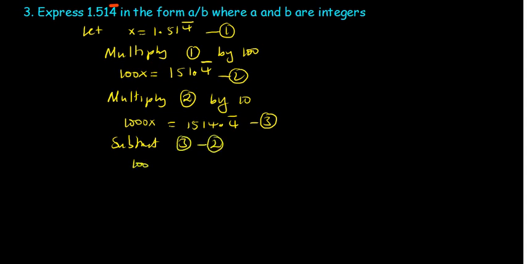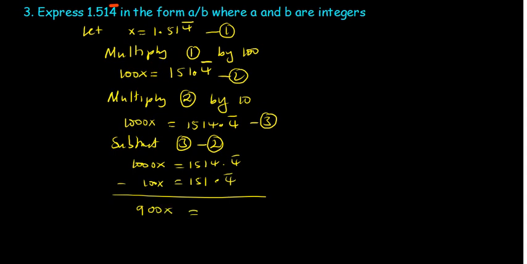So 1000x is equal to 1514.4 repeating. And then there we have 100x, which is equal to 151.4 repeating also. So 1000 minus 100, that is 900. And on the right we subtract those. These two are going to cancel out. 4 minus 1, that is a 3.